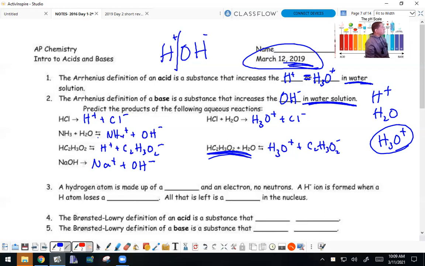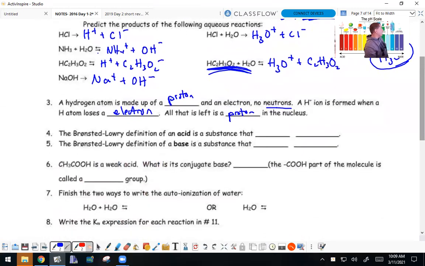A hydrogen atom is made up of a proton and an electron. This would be a proton and an electron and no neutrons, the most common isotope. A hydrogen ion is formed when a hydrogen atom loses an electron, and then all that's left is the proton in the nucleus. So that's why they say it's a proton donor.